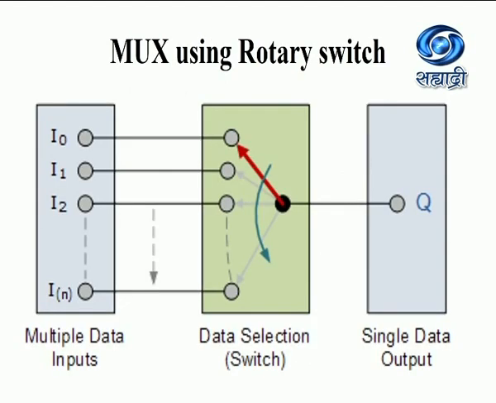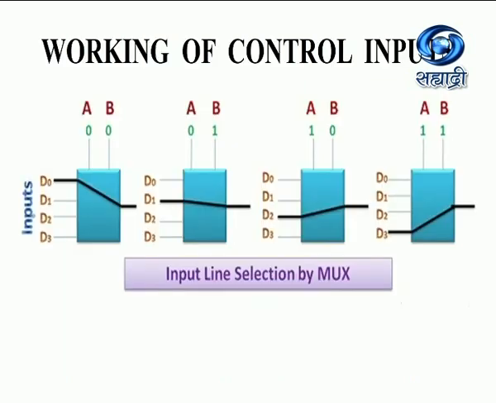So this is the application. We can construct MUX using rotary switch also. So we can connect multiple data inputs as I0 to IN. Then there is one switch, data selection switch is used, and single data output. So working of control inputs, as you can see in this diagram, if D0 is there, A and B, that is the select input as 0, 0, we can select D0. So in this way, we can use these control inputs to select different data inputs.